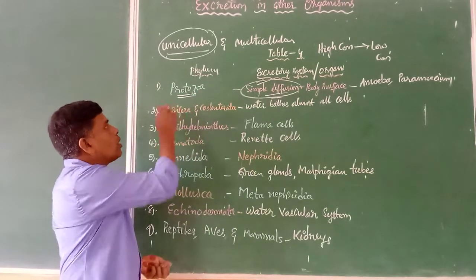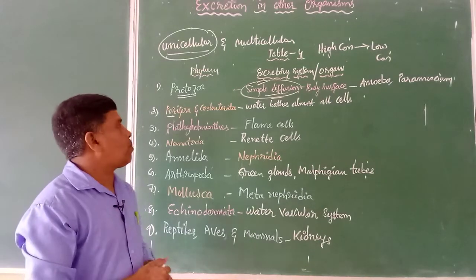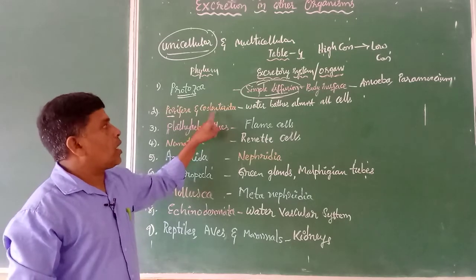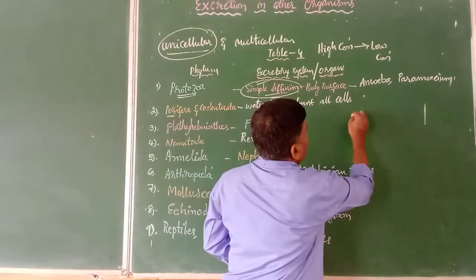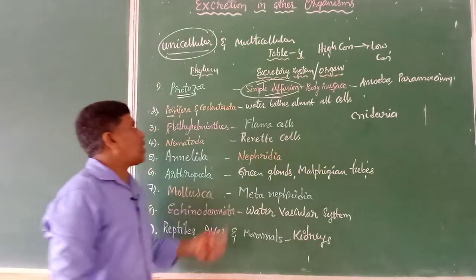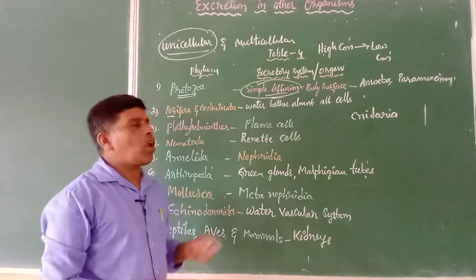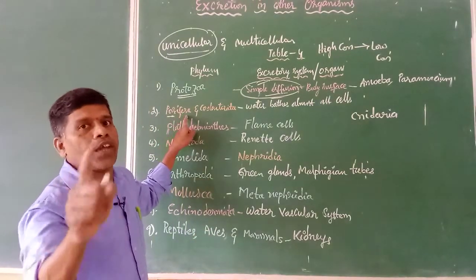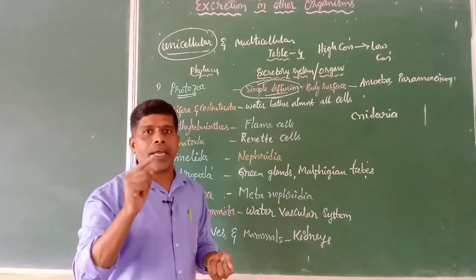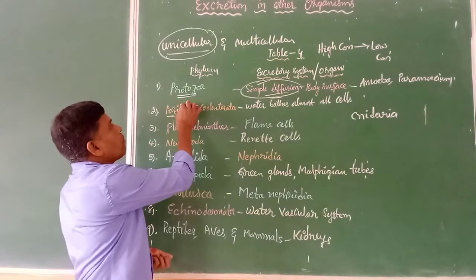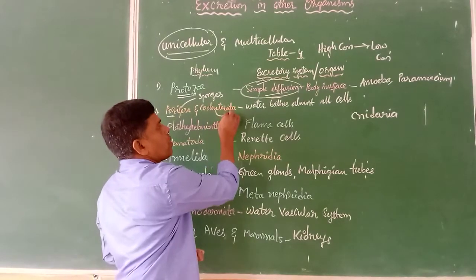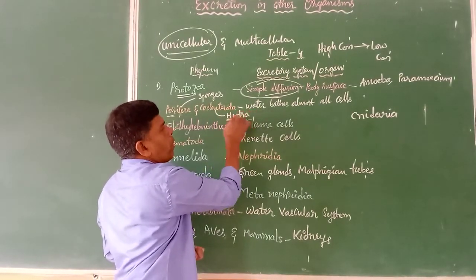Next, coming in order in the classification, we have the second phylum called Porifera and the third phylum called Cnidaria. Cnidaria is spelled C-N-I-D-A-R-I-A. Which type of organisms come under Porifera? Organisms belonging to phylum Porifera are called poriferans. Organisms belonging to Cnidaria are called cnidarians. An example for poriferans is sponges, and for cnidarians we can take hydra as an example.